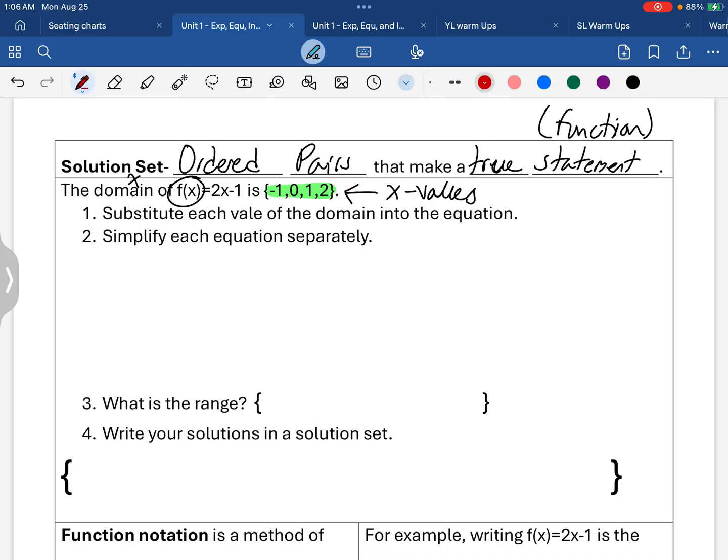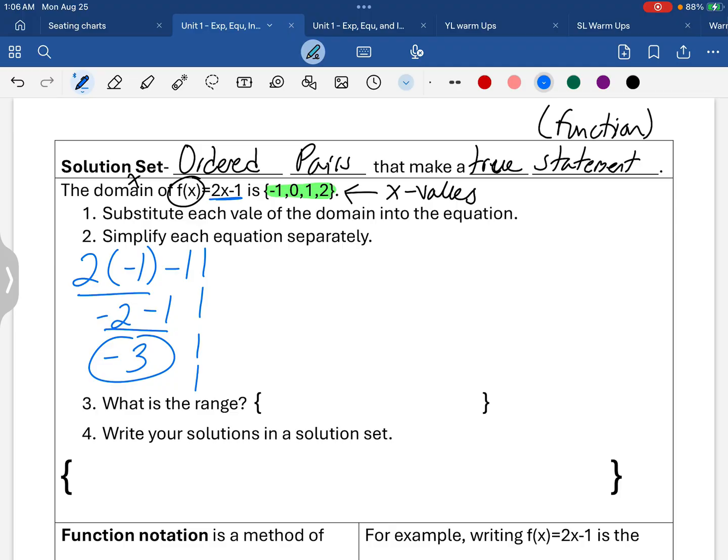So I'm going to take my first one. And we know our function is 2x minus 1. Well, instead of x, I'm going to replace it with negative 1. So 2 times negative 1 minus 1. And you know what? Well, we can do it by hand. That's okay. We know 2 times negative 1 is negative 2, minus 1, and then negative 2 minus 1 is negative 3.